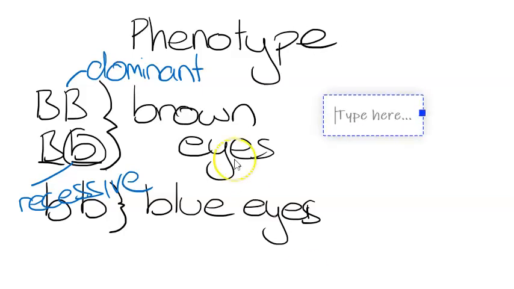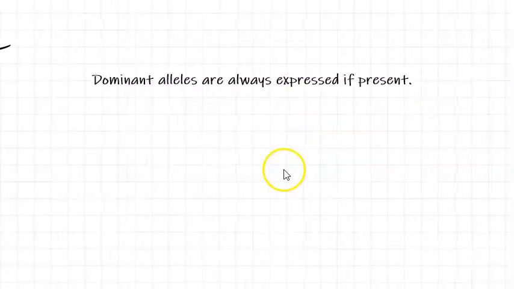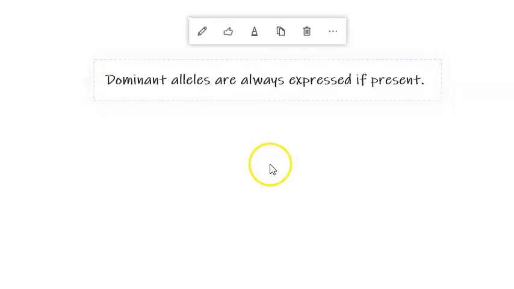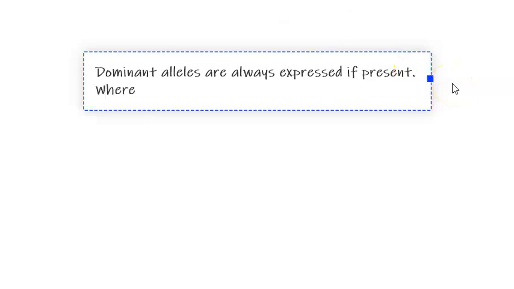If you're asked to define these two words in an exam, a good definition is that dominant alleles are always expressed if present. This word expressed is really important. It's saying that the allele is shown, which would be another word for expressed. And recessive alleles, we can continue this, whereas recessive alleles can be hidden by dominant alleles. We can include that as well.